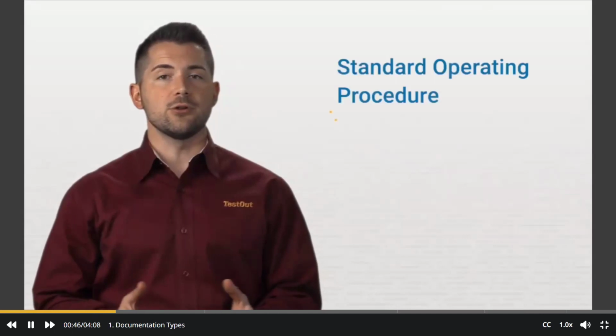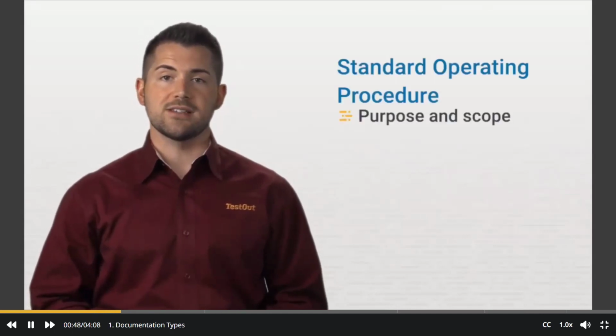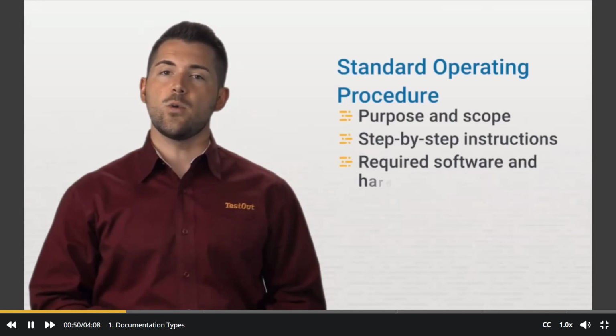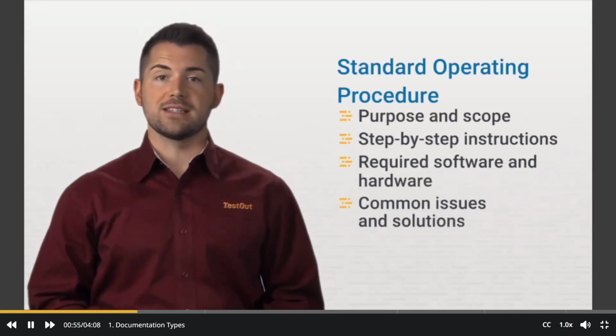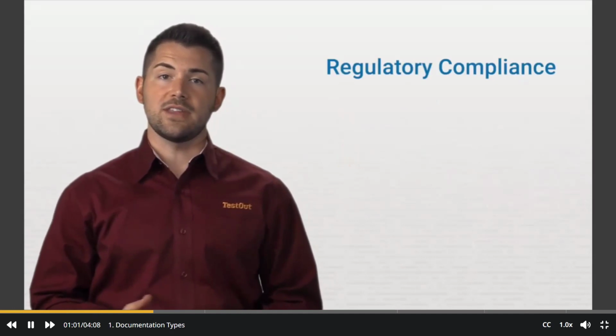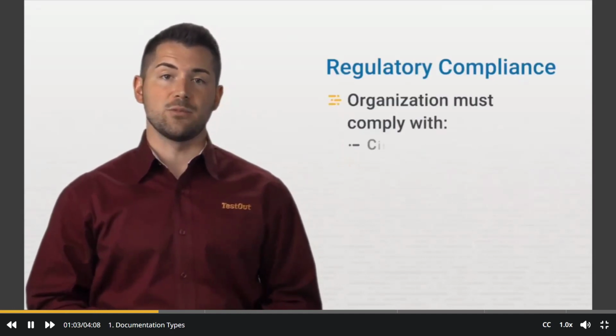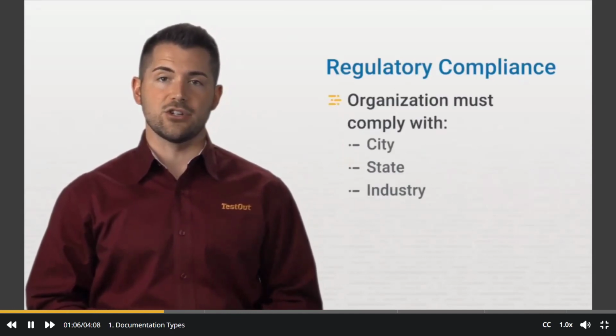An SOP usually includes the purpose and scope of the process, step-by-step instructions, and any equipment or software that's needed. It should also include common issues that may arise and a list of precautions or solutions. All industries are responsible for maintaining compliance. Depending on the industry, an organization may be accountable to city, state, and industry regulations.